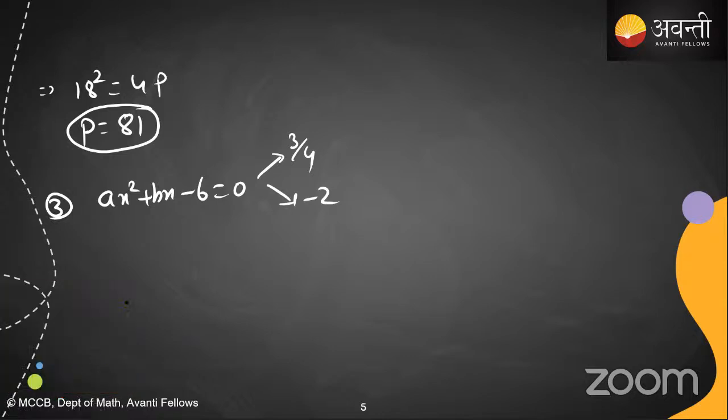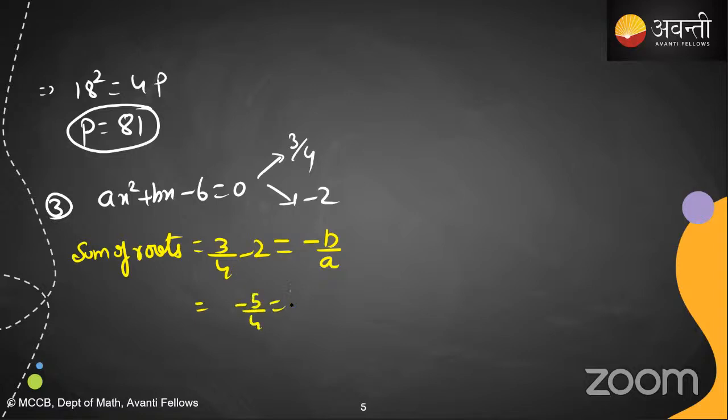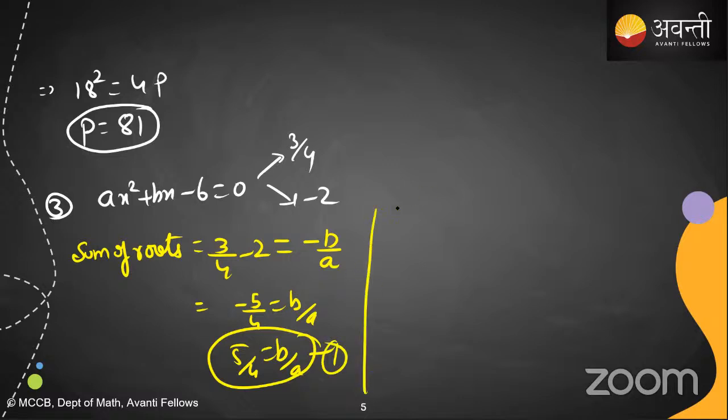Everyone tell me, sum of roots. Sum of roots क्या होता है? 3 by 4 minus 2, which is nothing but minus b by a, right? So इसका मतलब क्या हुआ? Take the LCM: minus 8 plus 3, minus 5, so minus 5 by 4 is equal to minus b by a. So 5 by 4 कितना आ गया? b by a. So this is your first equation. Now tell me product of roots.